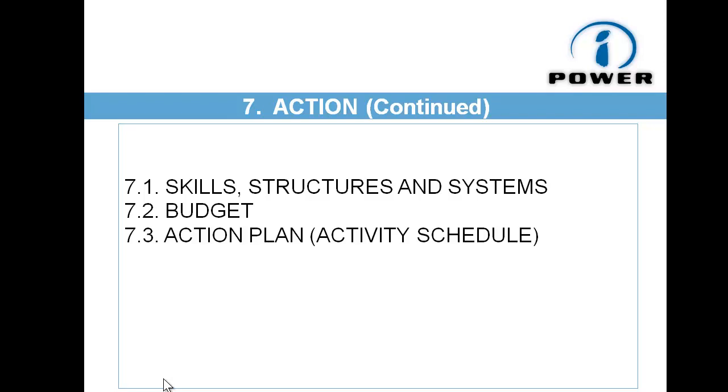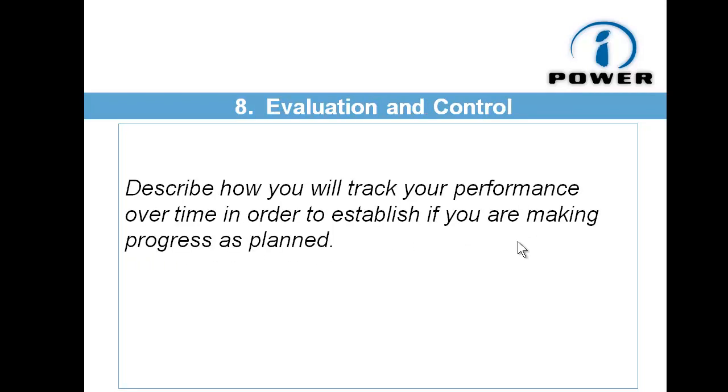So once again, this section deals with your skills, structures and systems, with the budget, and finally with the action plan. And finally, section 8, evaluation and control. Here is where you will find ways to track your performance over time and to monitor your progress. You need to know if you are successful or not.